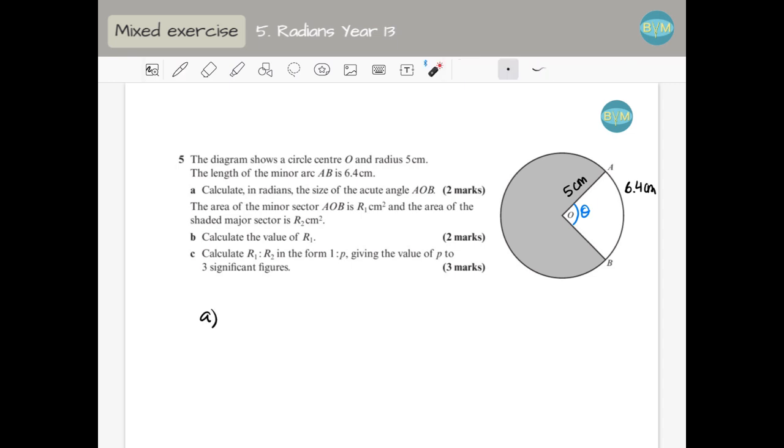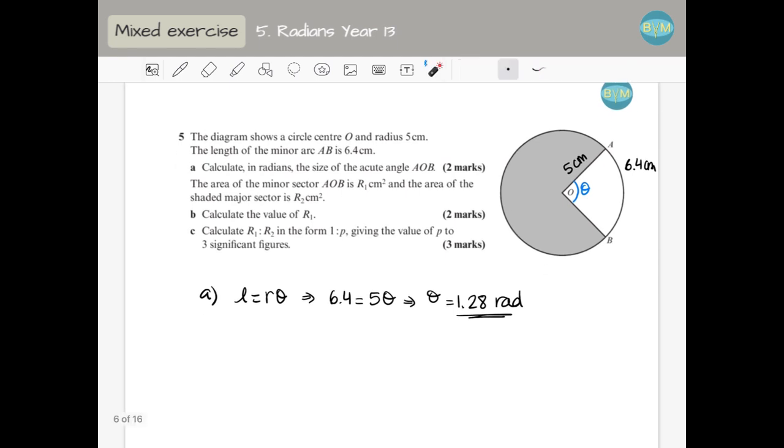We know the length of this arc, and we know the radius. That means the length, remember, is r theta. So the length 6.4 is going to be the radius, which is 5, times theta. And from here we find theta very quickly, 1.28 in radians.